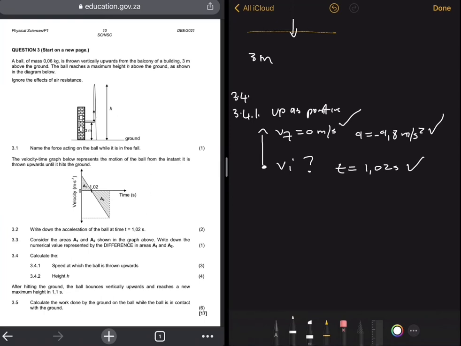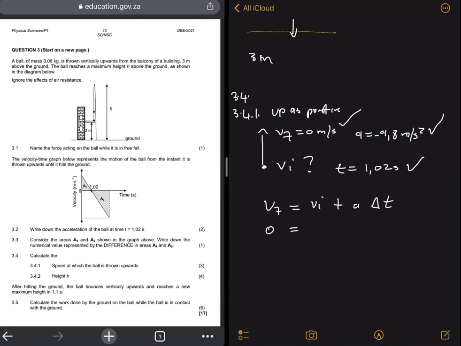So what we do, we only have four equations of interest in vertical projectile. We look for an equation that has the variables we have, and then VI, and then we can use that to calculate VI. You will realize that it is VF equals VI plus A delta T. VF is zero. We already know that because we're regarding the motion from the balcony to the maximum height. And then VI is our unknown.